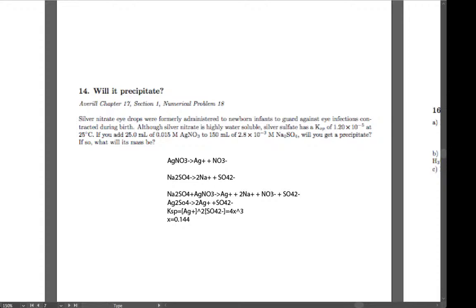Basically, my goal is just to have this react. If I add 2 there, that means that should have 2, and that should have 2. This would mean what I would get is Na2SO4 plus 2 silver nitrate AgNO3 would result in the combination of those, which would be Ag2SO4 plus 2NaNO3.